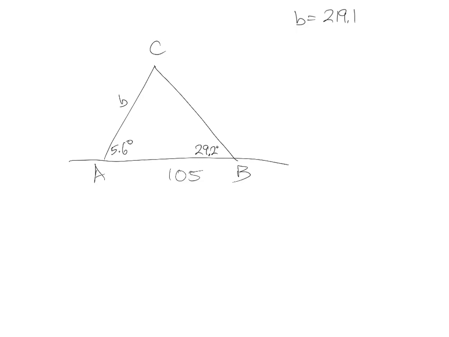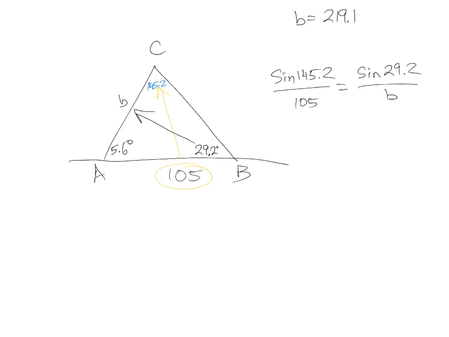Again, this is the only leg given, so you have to have that angle. How do you find the angle again? Add them up. Yes, 180 minus 5.6 minus 29.2: 145.2 degrees. Now we can set up our proportions with sines, law of sines. The sine of 145.2 is to 105 as the sine of 29.2 is to little b. Everybody calculate that, please.